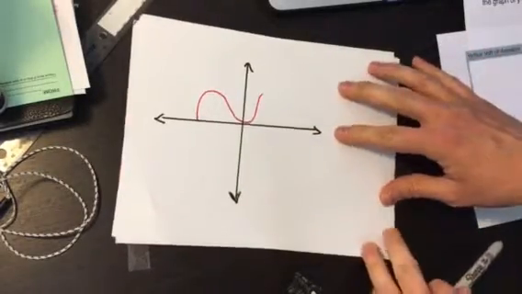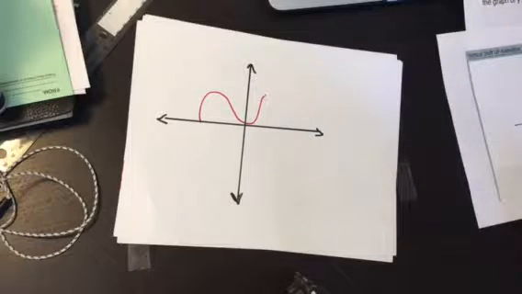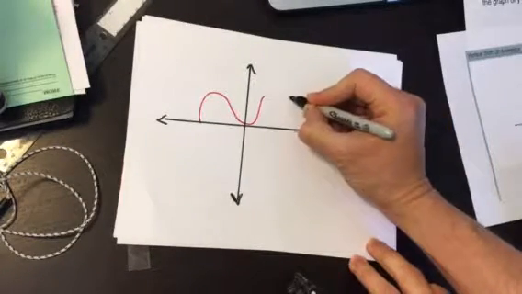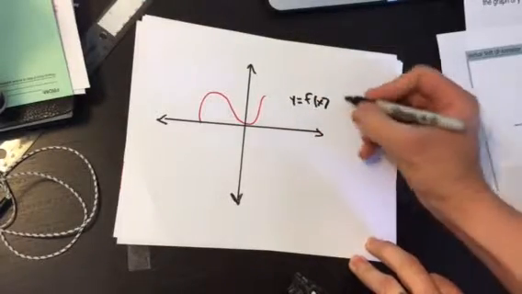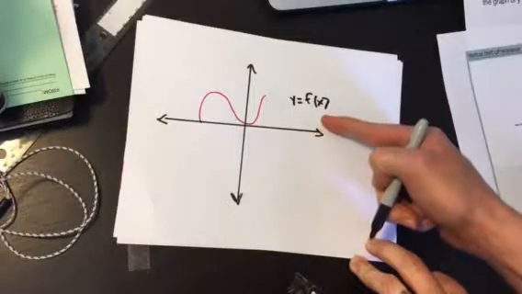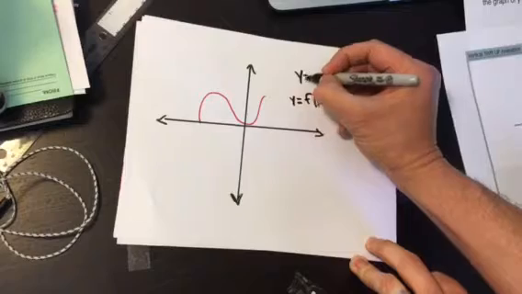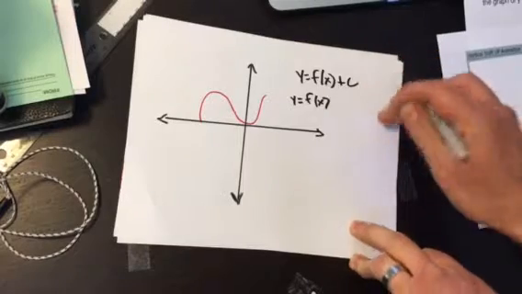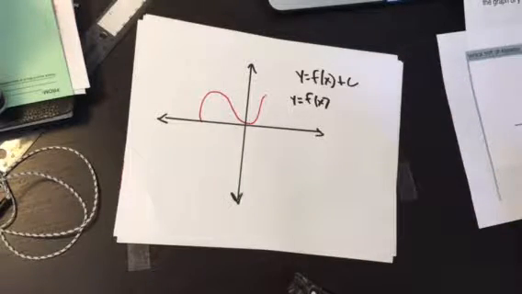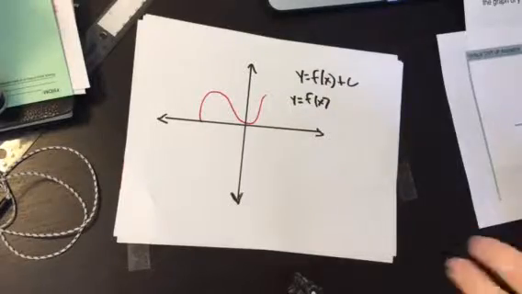So for a shift up, if c is a positive number, this is y equals f of x. We're going to make y equals f of x plus c. So if c is a positive number, the graph of y equals f of x plus c can be obtained by vertically shifting the graph of y equals f of x up c units, so however many units that is.